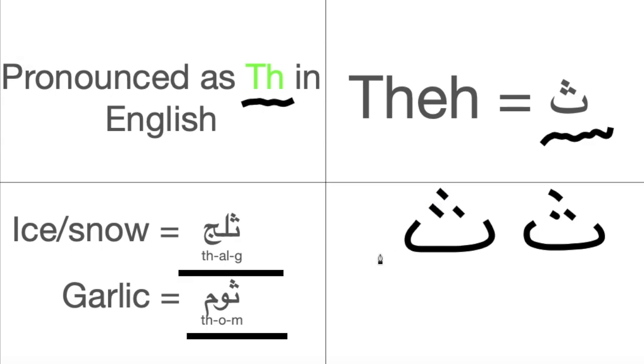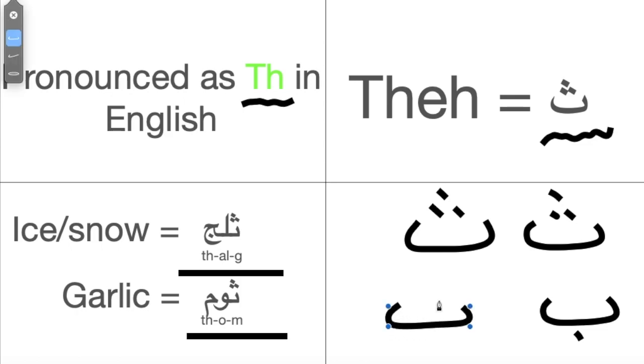And just to remind you, Th is different from B or T. B, the second letter we learned, is like that: your plate with only 1 dot on the bottom. T is the same plate with 2 dots on the top.